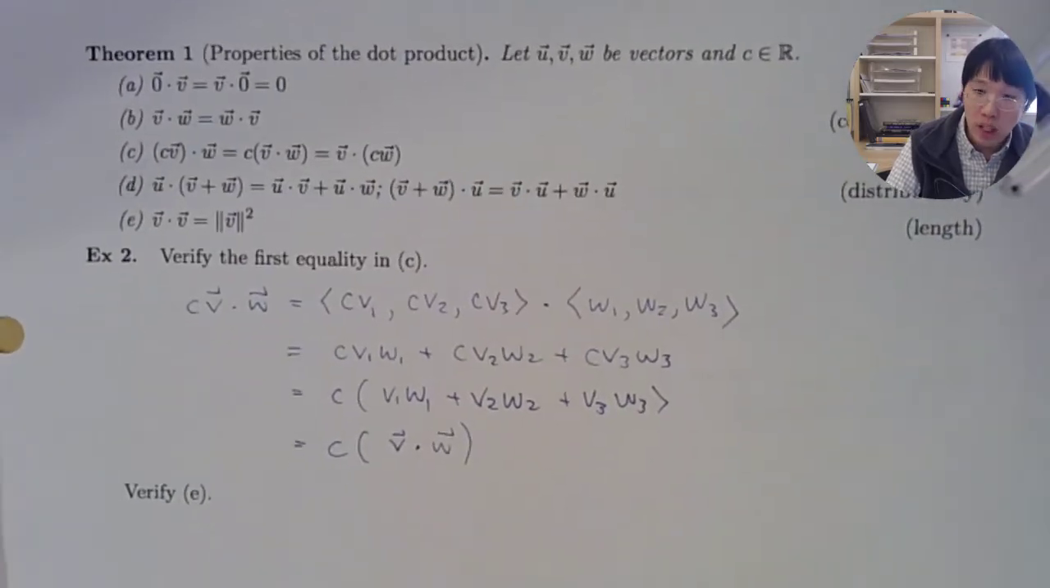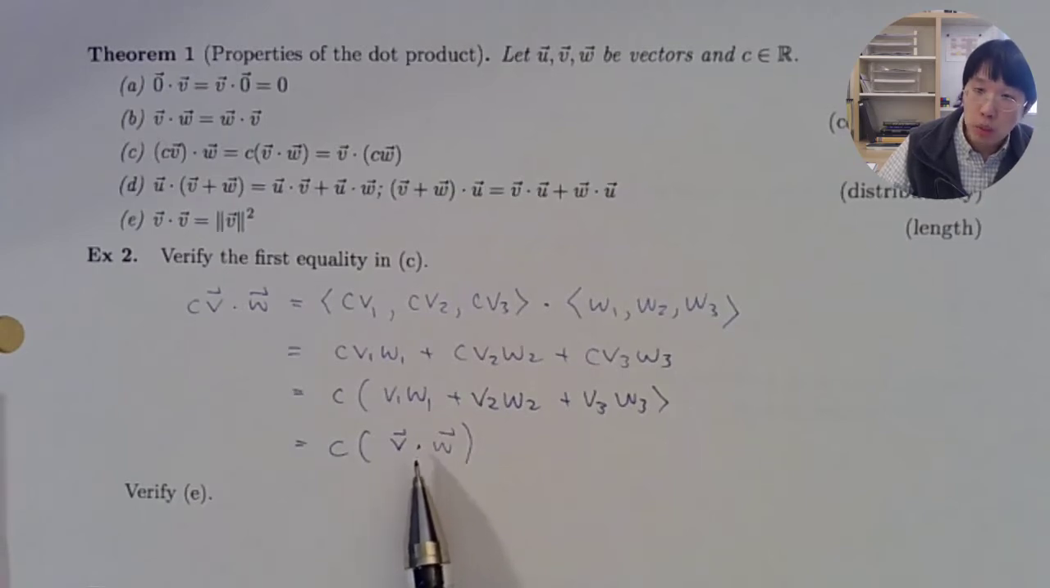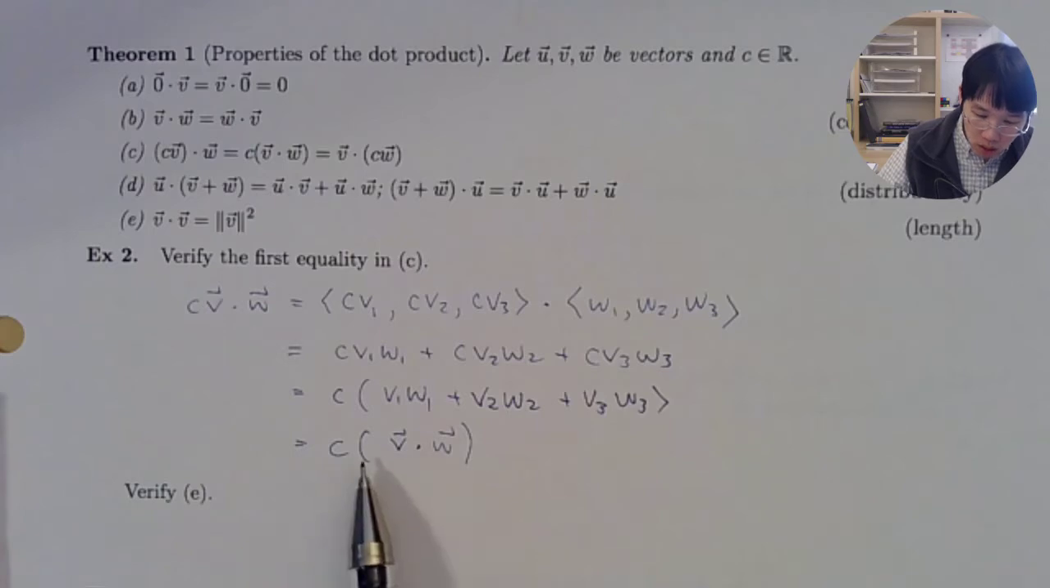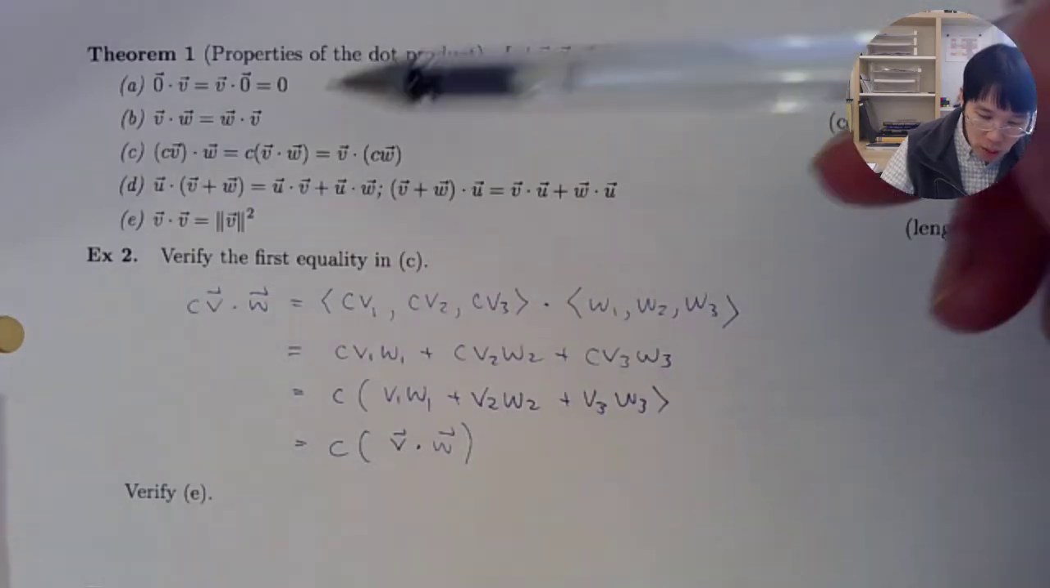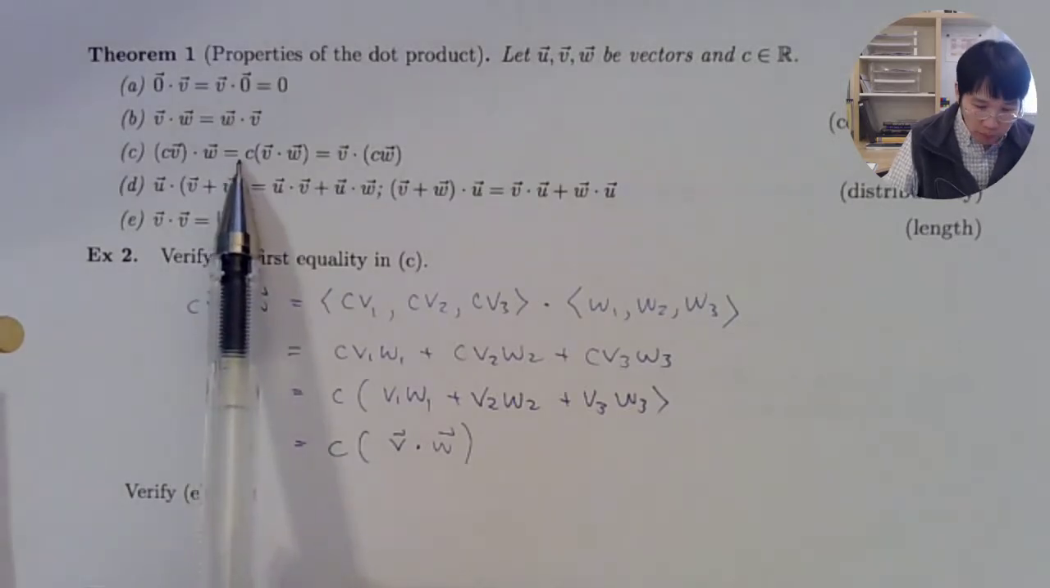Next time we're going to learn another kind of product called cross product. So you should not abbreviate the dot product without the dot, right? Because we're going to be learning two types of products. Notice that now by passing to components, we were able to verify this second equality in this theorem.